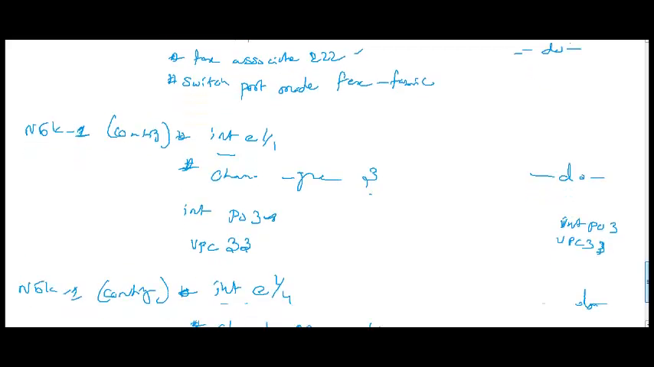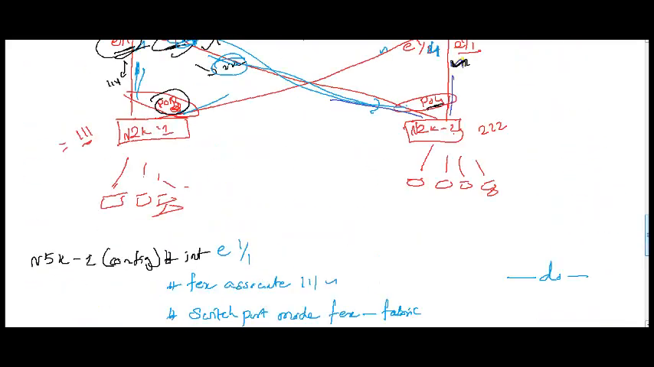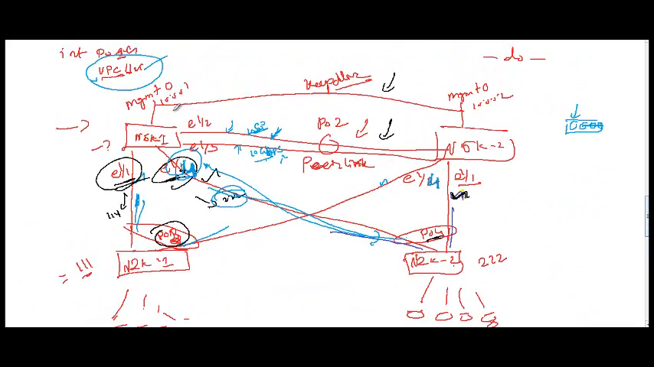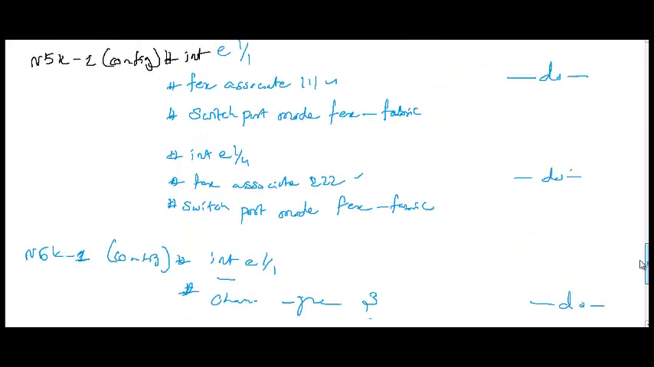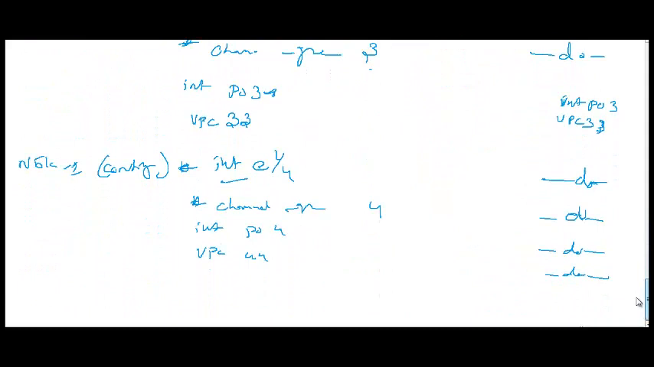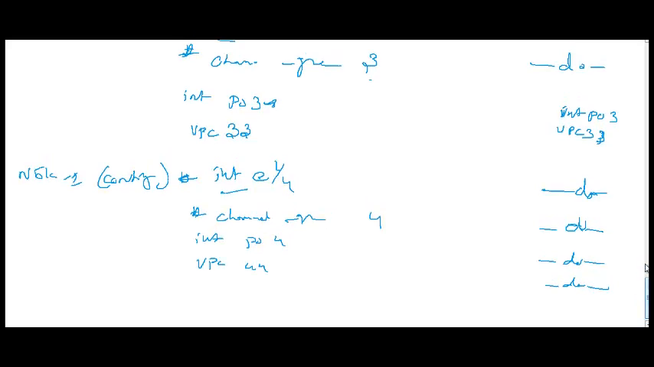It should be consistent. If I allow VLAN 10 and VLAN 20, I must allow VLAN 10 and 20 here too. If I forget to allow one VLAN, then it will be inconsistent. There are two different levels of consistency which we will see in the theory class, which we have not covered so far. Hope you understood the configuration part of virtual port channel, VPC. Right, so we'll stop here.